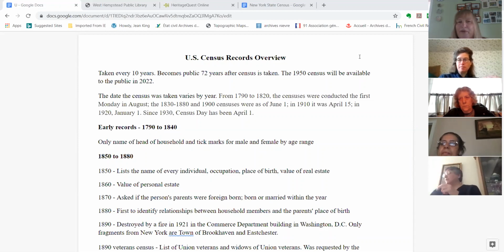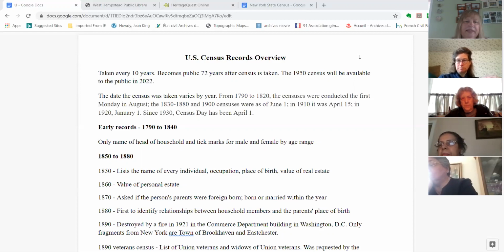And it's important to know what date the census was taken in the year you're looking for, because people are responding to the questions on the census as of that census day. So the earlier records, which I'm not going to show today, are up until 1840. The only name you see on the census record is the head of household. And for many of these years, you only see tick marks for other people. And it's just based on male and female and different age ranges.